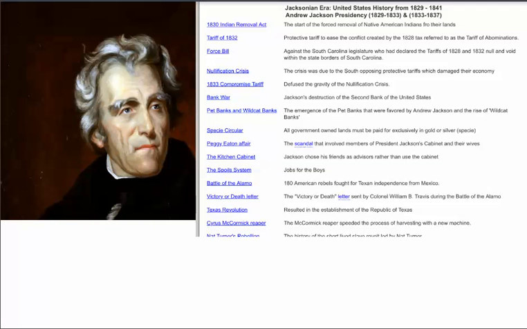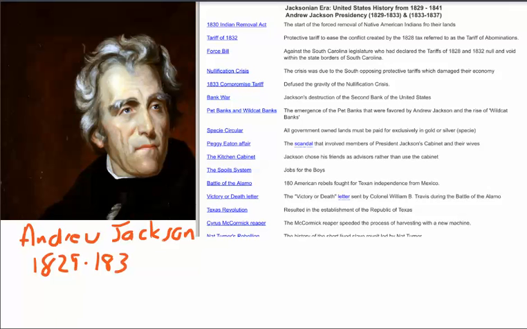And finally, the President of the United States during the Texas Revolution was this man pictured here, Andrew Jackson, who was president from 1829 to 1837. And he was a very controversial president in American history. And you see a little outline here on the right of some things that he did during his presidency. You don't have to know all of them, just the ones that I mark and discuss.